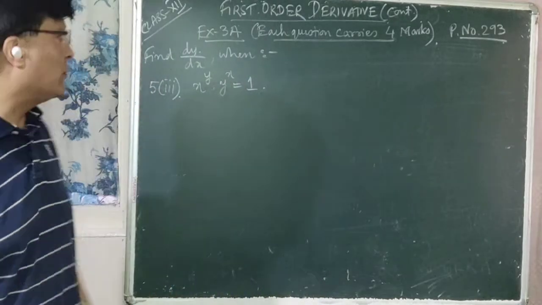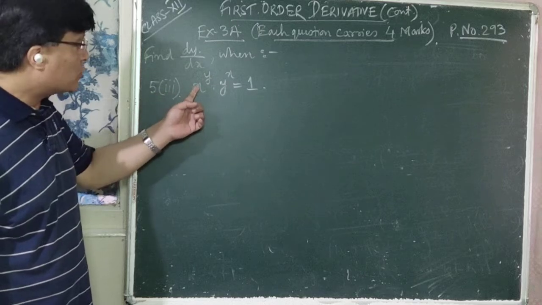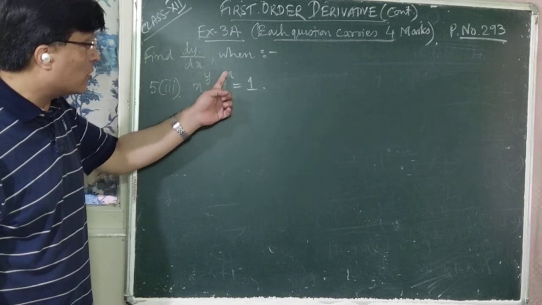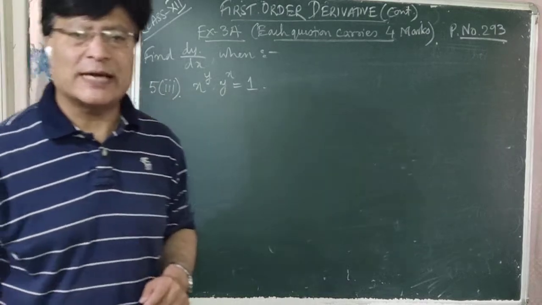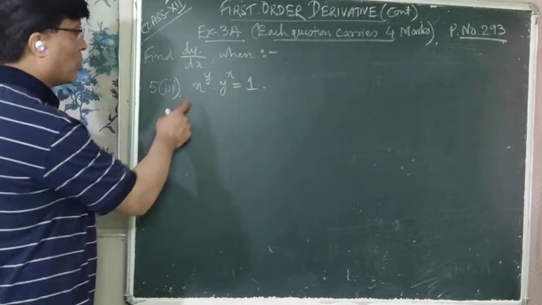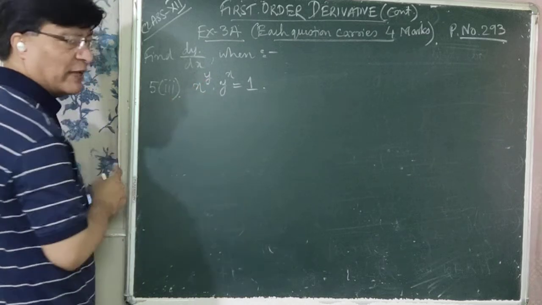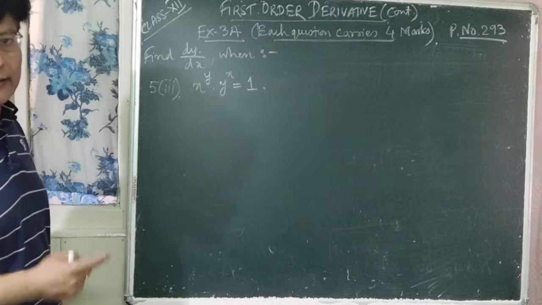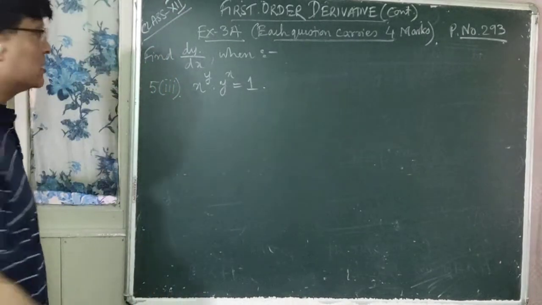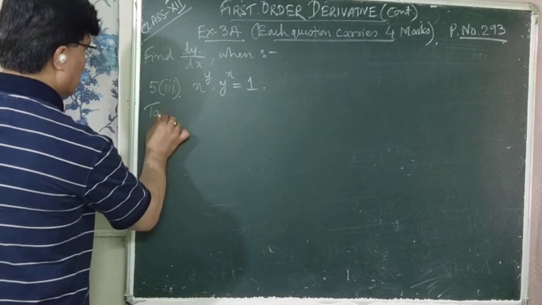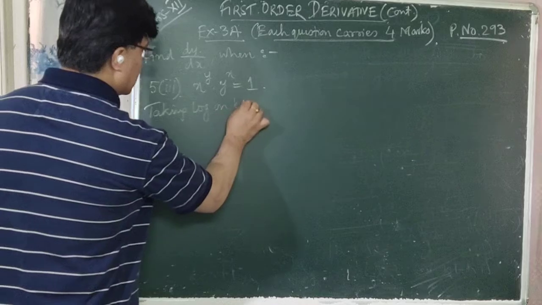So now again you have to find out dy by dx when, this is question number 5.3, x to the power y into y to the power x is equal to 1. So here also you cannot differentiate it directly because in x to the power y both the base and the powers are the variables. You cannot differentiate it directly, you have to take log here. So you can take log on both the sides.